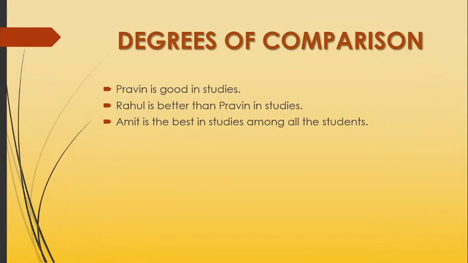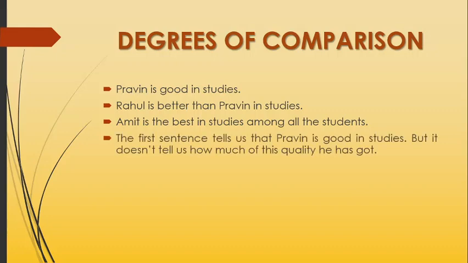Now, let's move on to the degrees of comparison. Let's study three sentences first. Praveen is good in studies. Rahul is better than Praveen in studies. And Amit is the best in studies among all students. Now, the first sentence, Praveen is good in studies, tells us that Praveen is good in studies, but it doesn't tell us how much of this quality he has got. Okay, he's good, but how good?